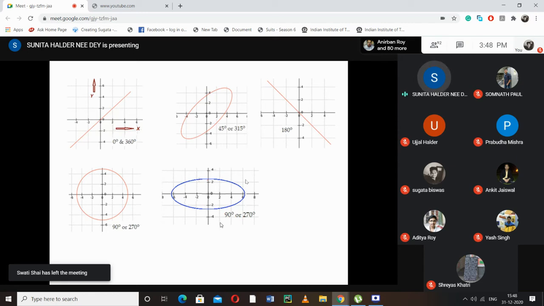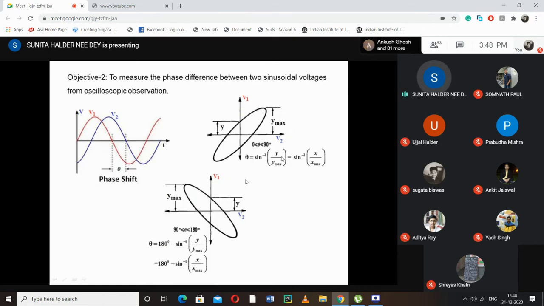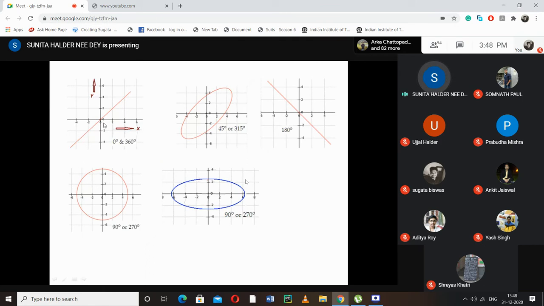If you see in the oscilloscope, this will be the observation. You just revisit your theoretical class. I want to give you information right now. For 0 to 360 degrees, this will be the angle, because angle is sine inverse y by y max. That means the intercept with the y-axis by the maximum value, the major axis, minor axis of this ellipse, sorry. Then sine inverse y by y max, or sine inverse x by x max. So here, obviously it is sine inverse 0 by 0, so 0 degree.